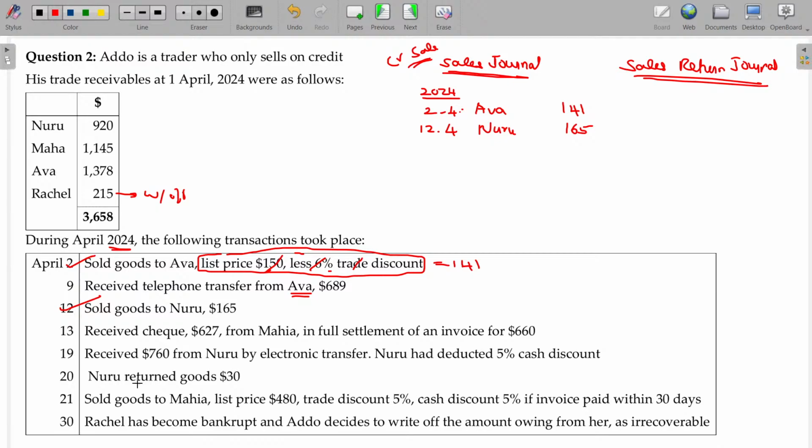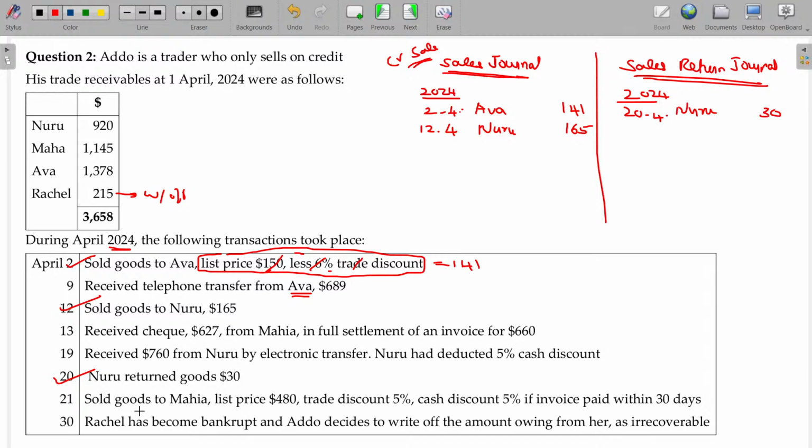Nuru returned goods, so we have to prepare the sales return journal. So here 2024, date being 20th April, return from Nuru. But they have not asked for the sales return journal, anyhow I prepare. For the examinations, if you are asked such a question, I recommend don't prepare that for your examination.